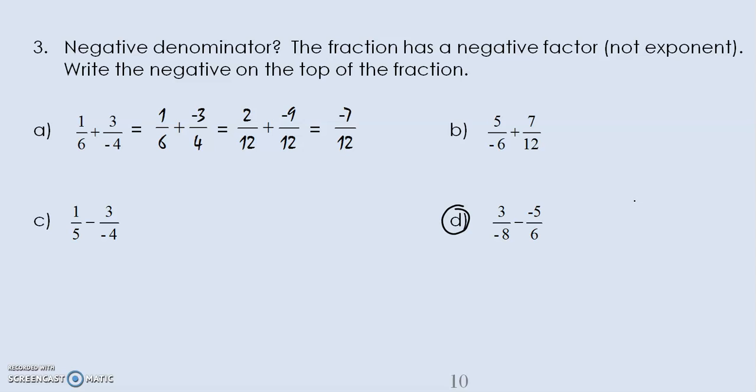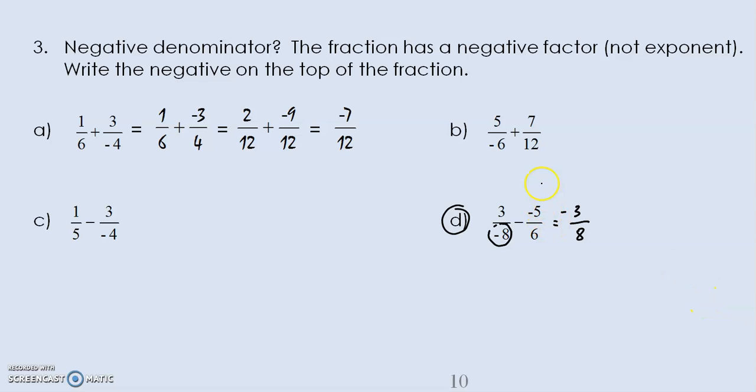Just remember that negative is not an exponent. The negative is just saying it's a negative number on the bottom. So in letter D here, that 8 is negative. So you rewrite the fraction with the negative on the top. So that 8 on the bottom and 3, it's a negative fraction. We're going to write that on the top.